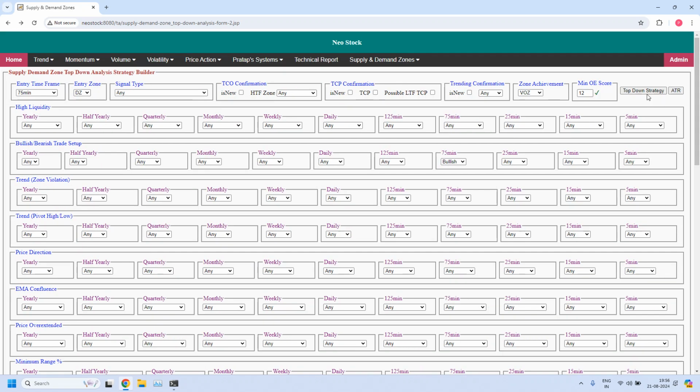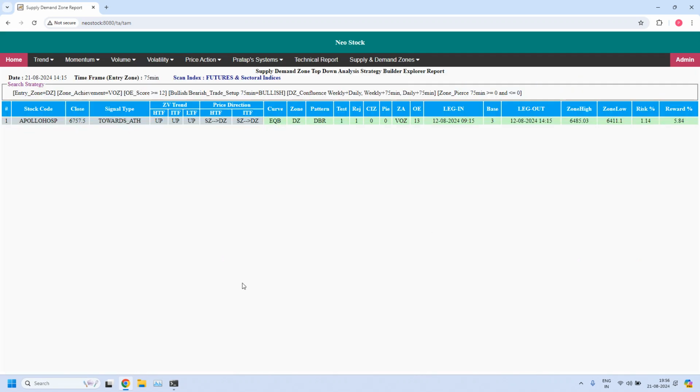Let's filter the stocks. Only one stock is having confluence with LTF, ITF and HTF, that is 75 minutes, daily and weekly confluence. And moreover it is an all-time high stock, and already tested once.